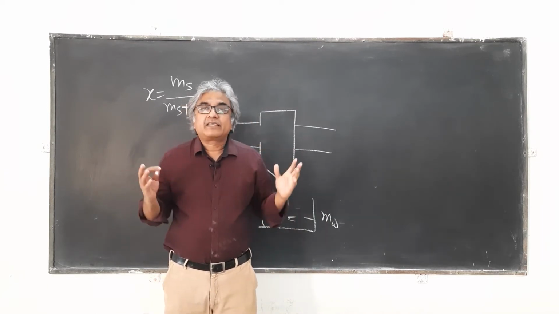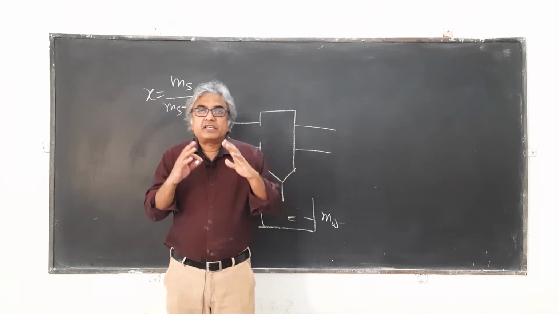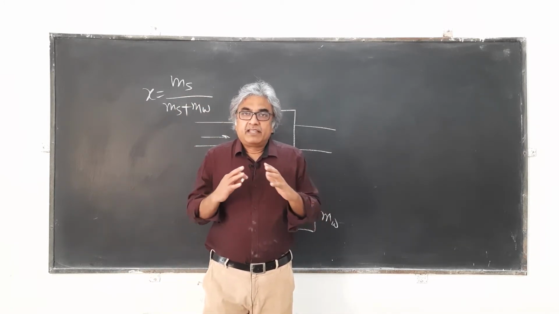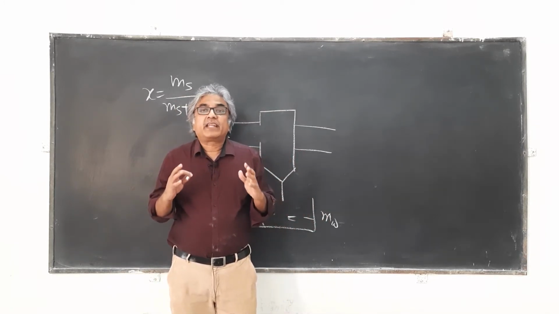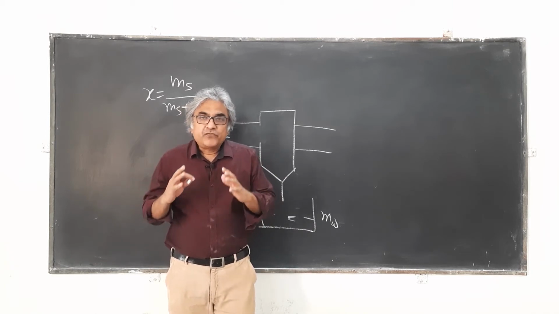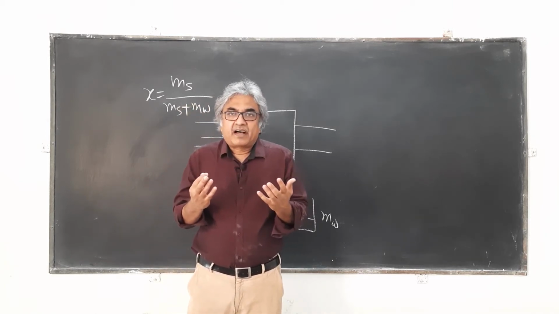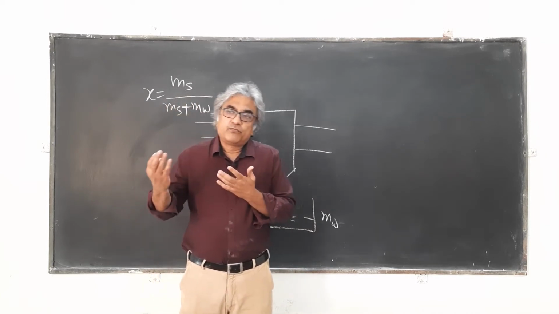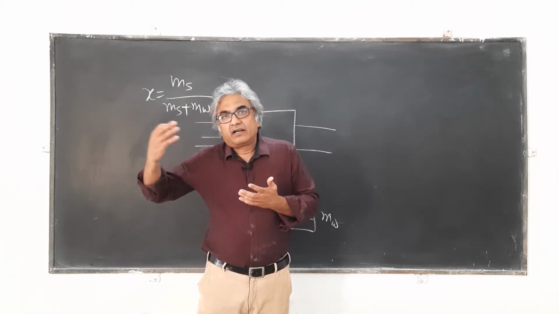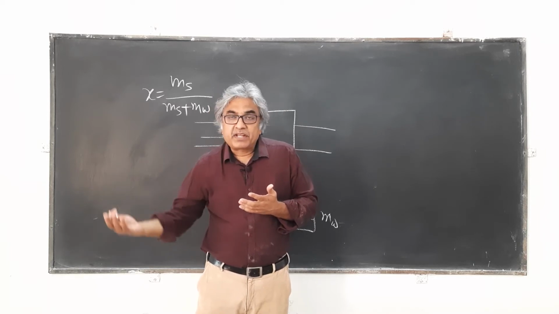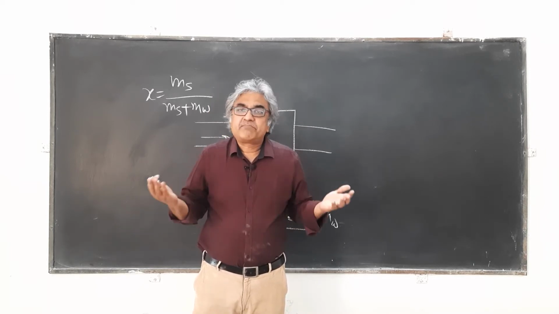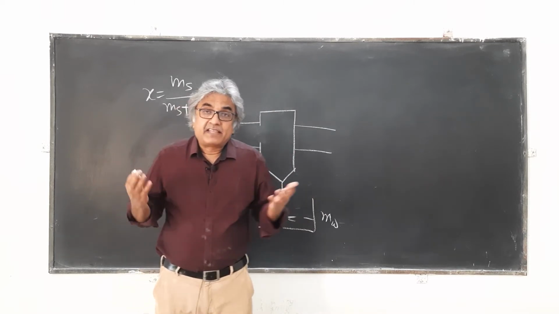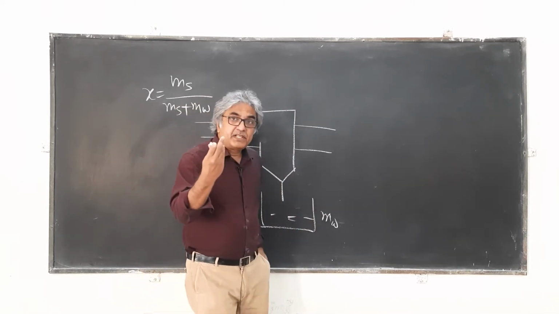One can throttle the steam. If the steam is throttled, and you know that throttling is free expansion, throttling is also a process where enthalpy remains constant. So if you throttle the steam, you can come across an equation, and if you measure the pressure and the temperature after the throttling, you can write a simple equation from which you can determine the dryness fraction of the steam. The principle is very interesting.